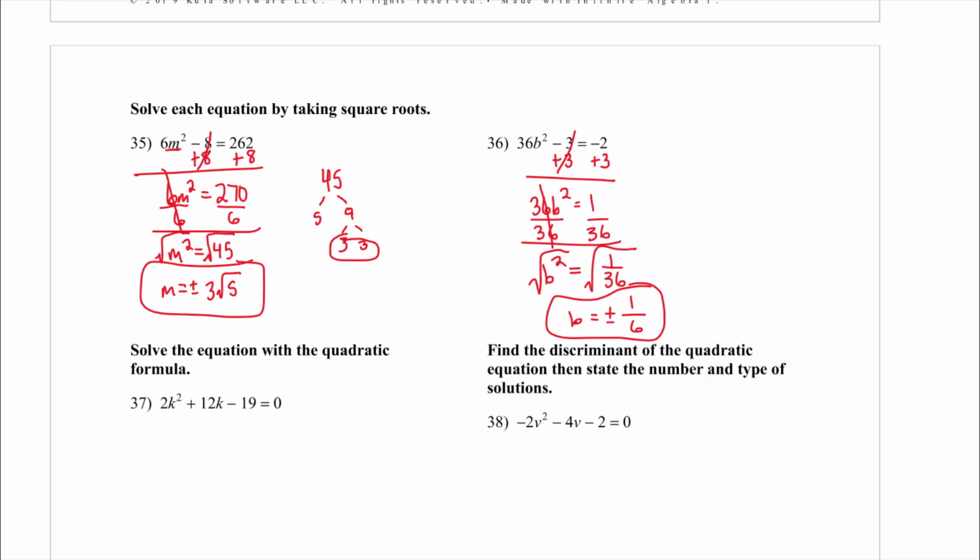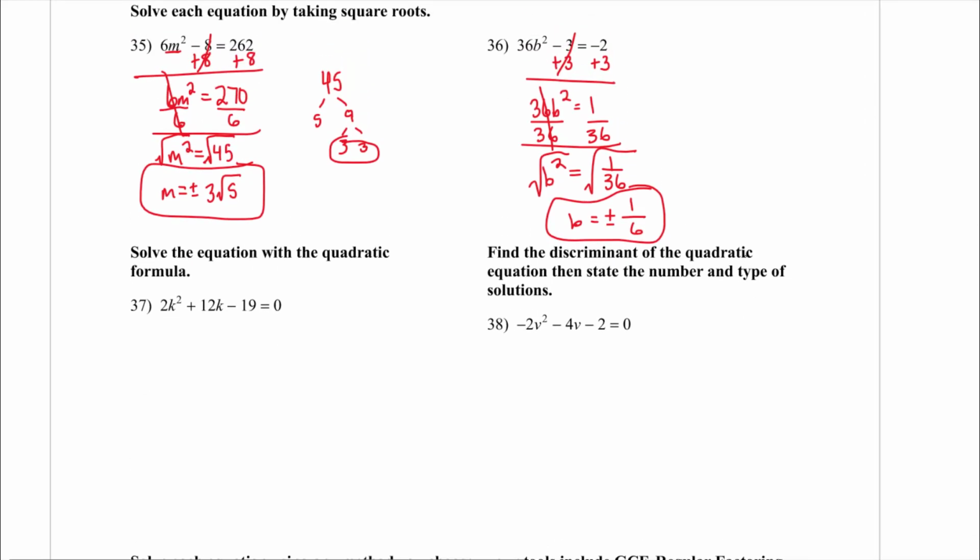So you could also, if you do end up here deciding to take the square root on both sides where it says 36b squared equals 1, you can end up with the right answer. It's a lot harder over here with 6m squared equals 270 to get the right answer if you square root too early, which is why I recommend you wait till the very end to square root. But just know that if you noticed here that these were perfect squares and square rooted a little early, that's not the end of the world.